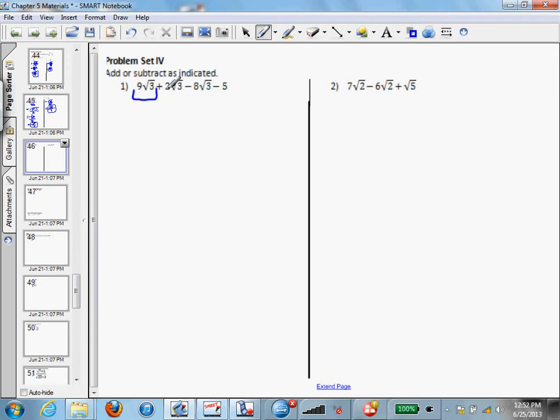We want to combine everything that has a radical 3 in it. I like to go through and underline or bracket everything that has that in it. So we have a 9 square root of 3 plus 2 square root of 3 minus 8 square root of 3. So we combine, let's write our square root of 3 and have our 9 plus 2 is 11 minus 8 is 3. And then just bring the negative 5 down.